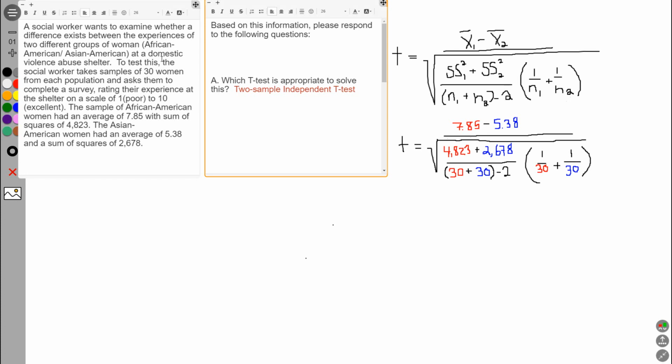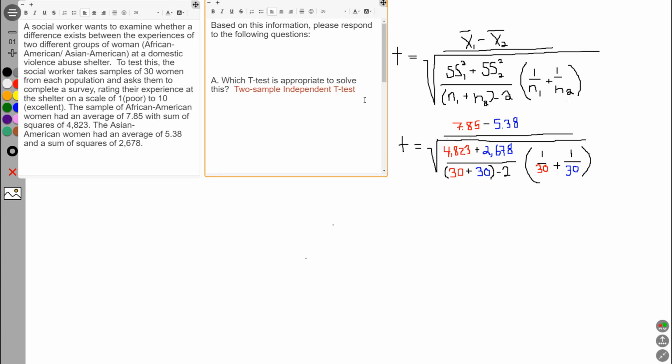We have samples of 30 from each of these populations, and we know that there was a rating, some kind of survey handed out. And we also see that there are differences in averages, which is going to trigger a t-test anyway. But the main point here is that we have two different groups and we have samples from each. That really is what cues the two-sample independent t-test.